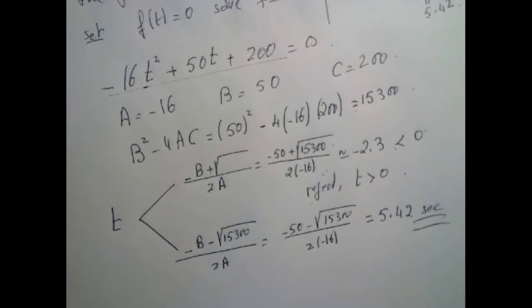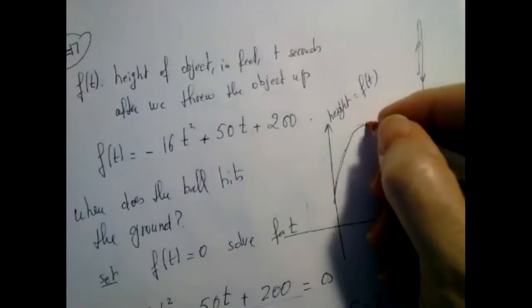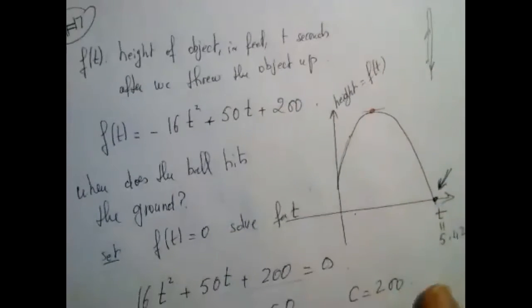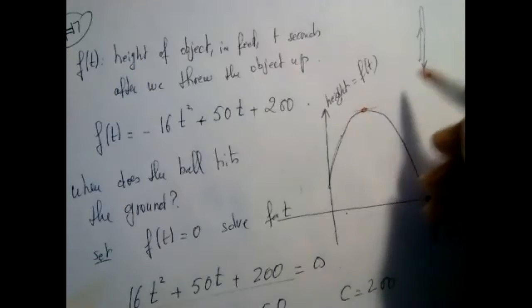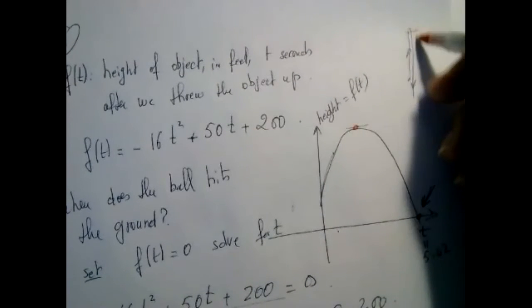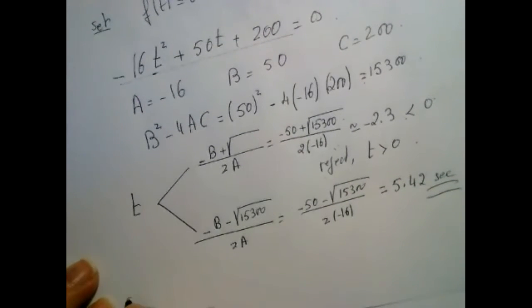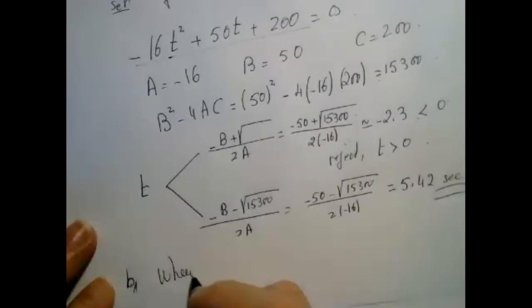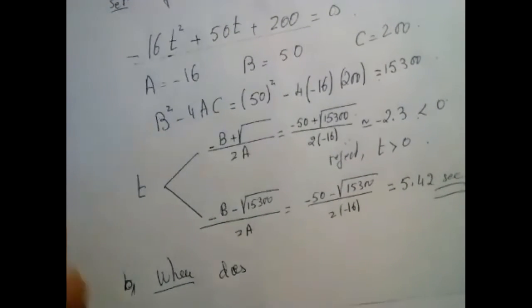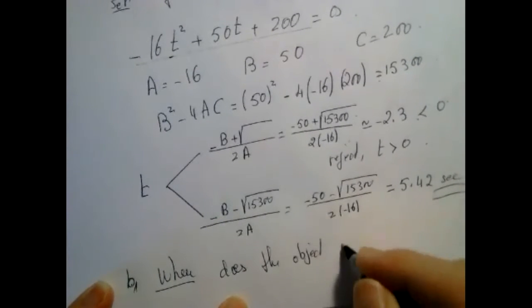Now, the other question that I'm not going to do because I've done it before, but suppose I ask you, when does the ball or the object reach its highest value? How would we do that? So this object, you throw it, it reaches maximum and it comes back. So if I ask you, when does it hit its maximum value? How do we do that? When does the ball or the object reach its maximum height?